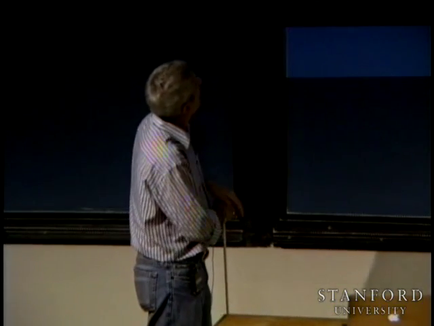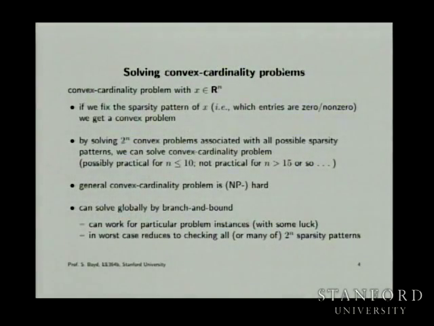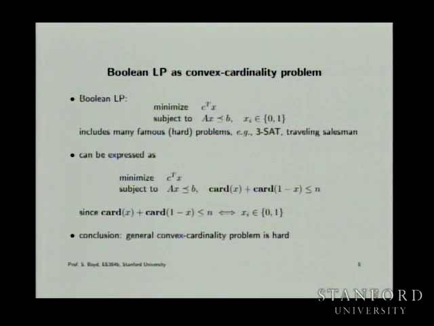Okay. All right. Now, the general problem is NP hard. That's actually quite easy to show, and it's not that relevant either. Now, you can solve these globally by a branch and bound method. We're going to do that later in the class. These are global optimization methods, and they can work for a particular problem. And this is going to be the global solution. But in the worst case, these reduce to checking all of the sparsity patterns, or at least many of them, or something like that. So these methods are actually heuristics.